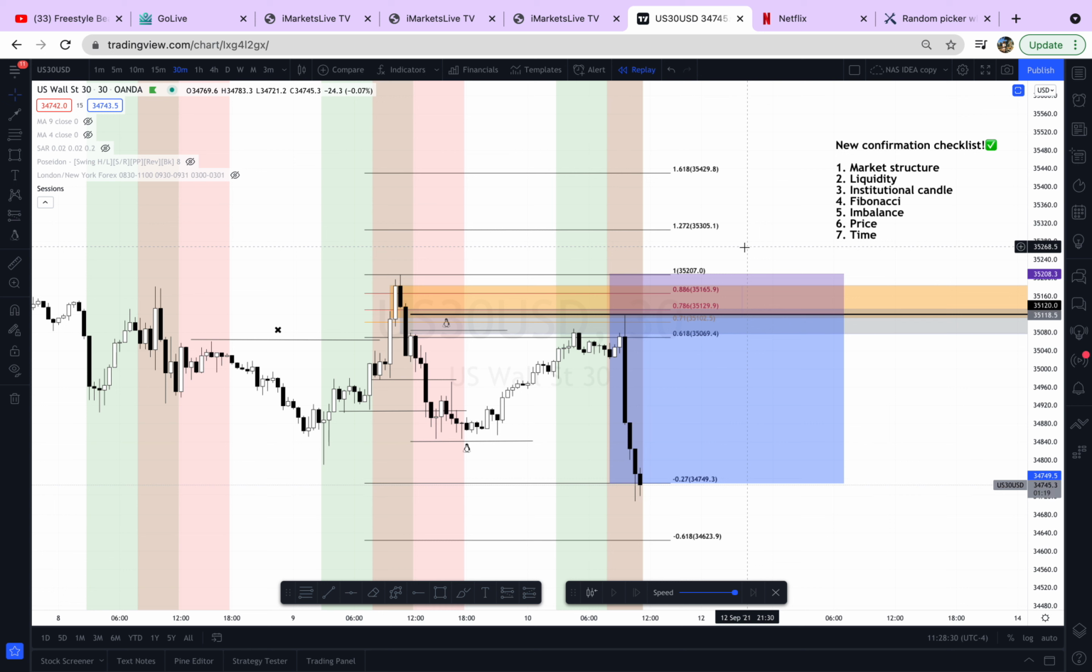And understand this: the markets are fractal. So you can do this on the 4 hour, the 1 hour, the 30 minute, the 15 minute, down to the 1 minute time frame.